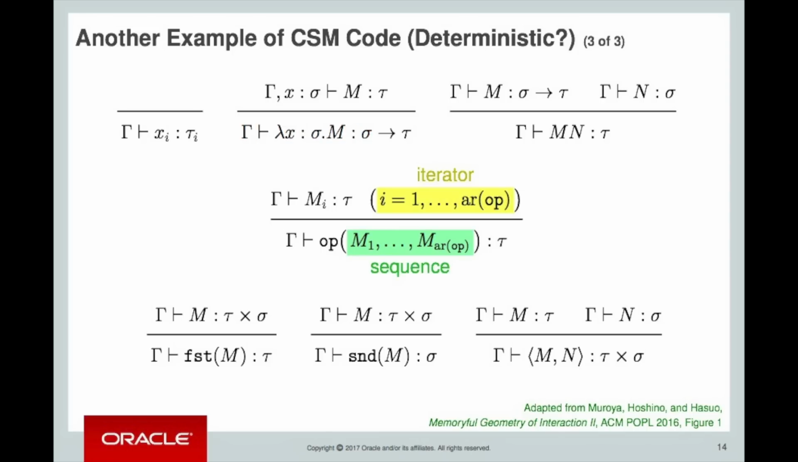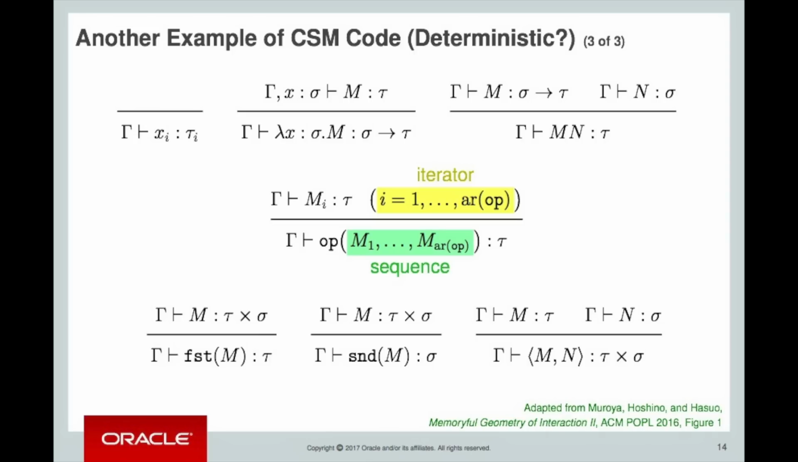Another feature of this code I will draw your attention to in the middle rule is the ellipsis, that's the technical name for the 3 dots. The 3 dots are used in 2 different ways in this code. In the consequent on the bottom, it is used to indicate that any number of m's can appear. And in fact, the number of m's should equal the arity of op. That's expressed through the AR function.